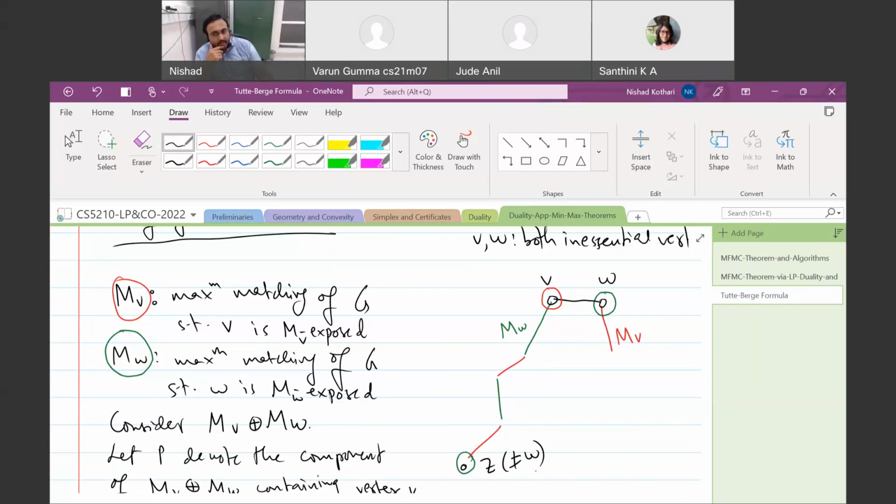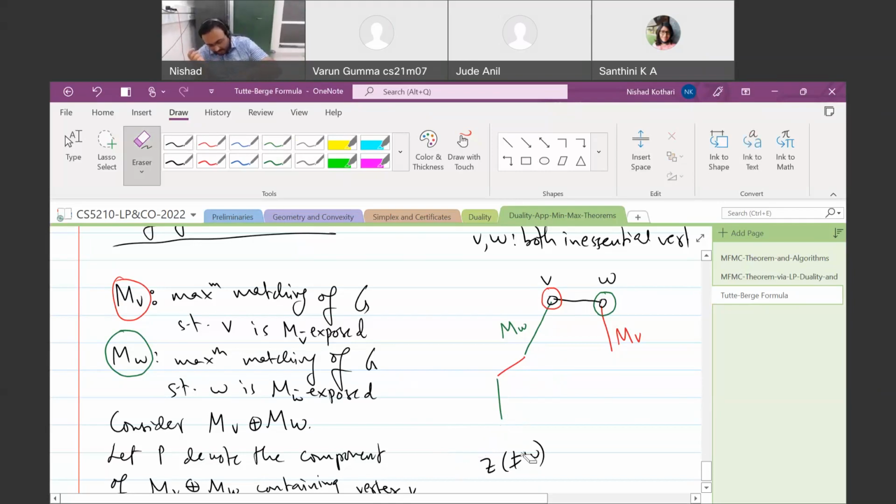Contradict MW is maximum matching. Exactly. So you take this path, and you take this edge, and now you have an augmenting path with respect to the green colored matching, which is also a problem because the green one is also a maximum matching. So both of these situations lead to a contradiction.